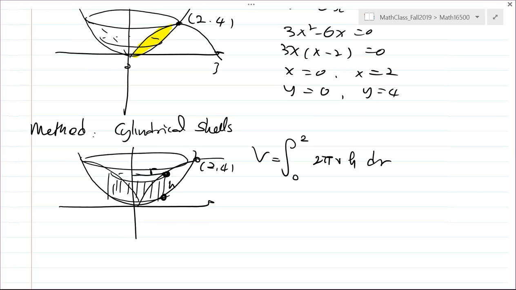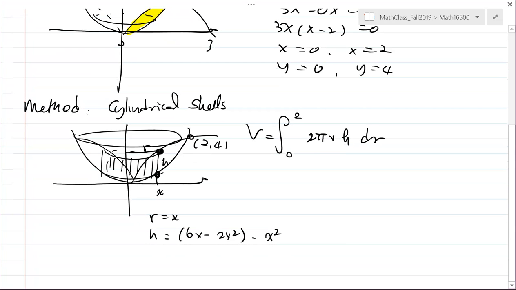What is h? You have to figure it out, right? So actually, the h is going to be the difference. You see, this is a point x, right? Now, r is going to be x in this case. H is the difference of the two y values of the two graphs at the same x. So the one on the top is going to be 6x minus 2x squared. That's on the top. It's a parabola that opens downward. The one at the bottom is going to be x squared. So the difference gives you the length of this vertical line segment, which is the h.